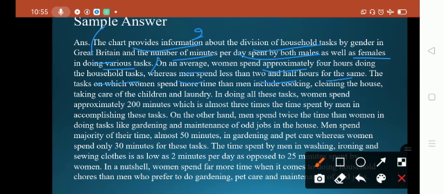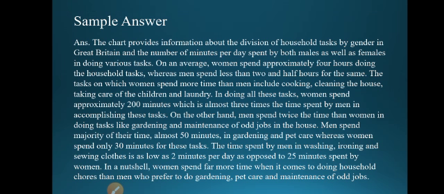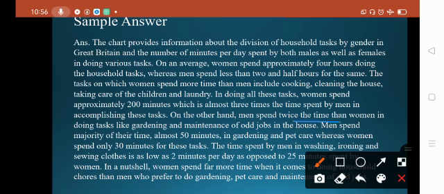Now, in doing all these tasks, women spend approximately 200 minutes, which is almost 3 times the time spent by men in accomplishing these tasks. Okay, so you can make the comparison. On the other hand, men spend twice the time than women in doing tasks like gardening and maintenance of water.